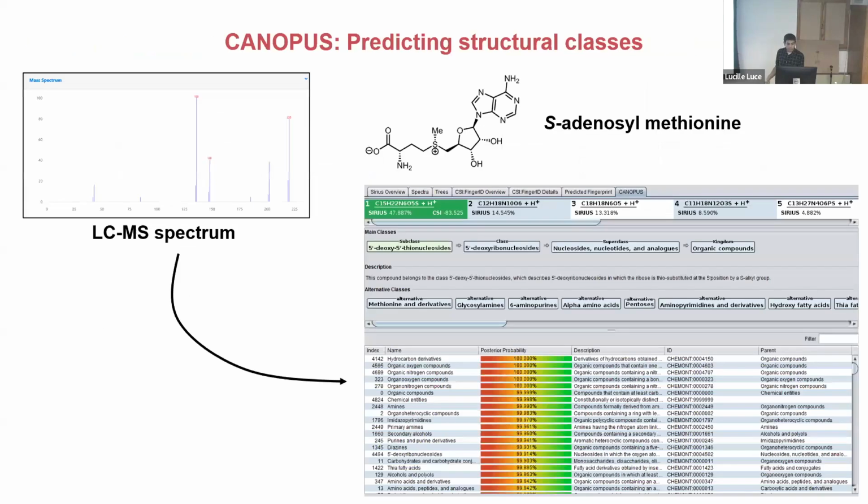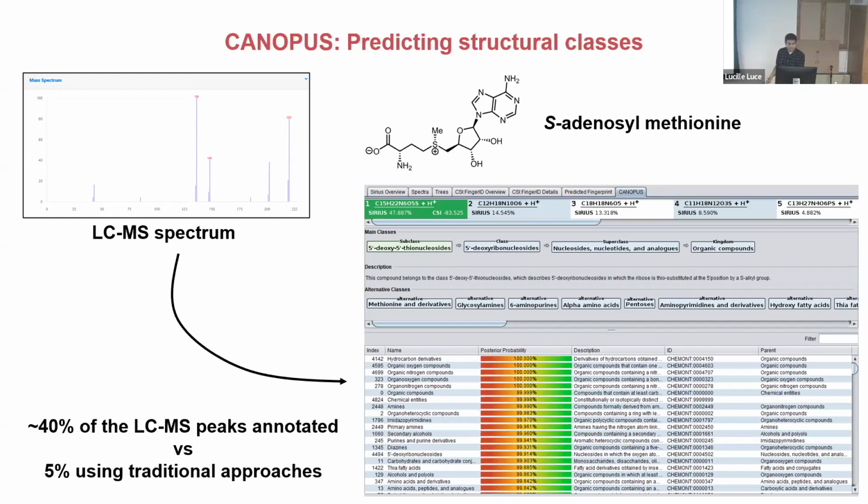Now, looking at structural classes, we use this method called CANOPUS, which, instead of predicting from a mass spectrum, this is S-adenosylmethionine, will give these classes of metabolites. And then we can take all the deoxyribonucleosides and see how that entire class is changing under the given condition. The advantage of this method is that instead of the 5% of metabolic features that we could identify using traditional approaches, we can go to 40%. In fact, we could go to 80%, and then we removed a lot of predictions after extensive quality analysis. So 40% is a significant bump in how much you can analyze.